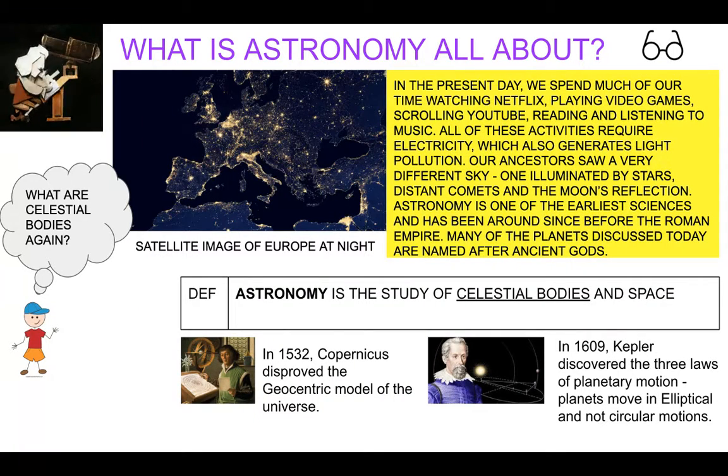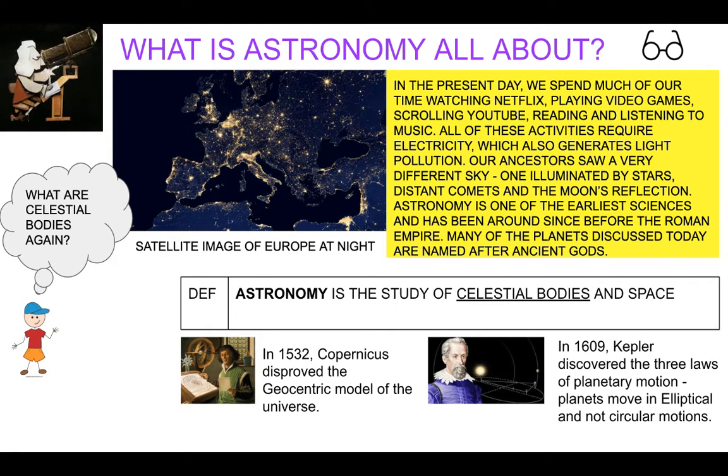So astronomy, this branch of science here, is all about the study of celestial bodies. So what is a celestial body? A celestial body is any object that's found outside of our own atmosphere. Okay, that would be considered a celestial body. So celestial suggests here that you're looking up at space.